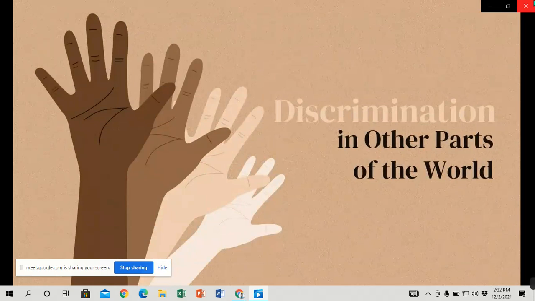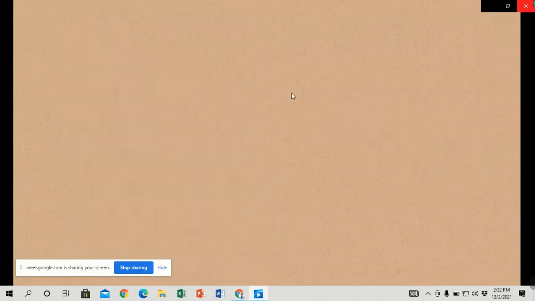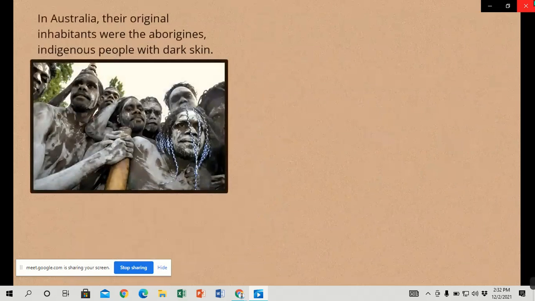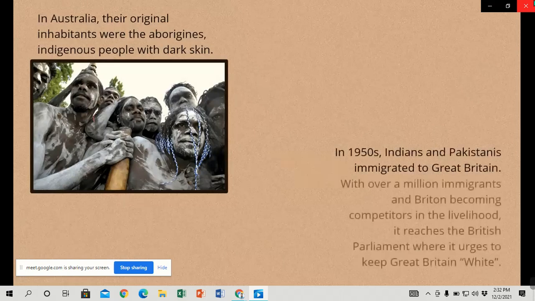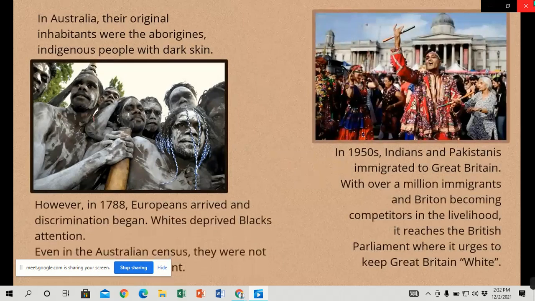So aside from South Africa, there is still presence of discrimination in other parts of the world. So what are these? In Australia, there are indigenous people or inhabitants living in the country or continent. Their original inhabitants were the Aborigines, indigenous people with dark skin. However, in 1788, Europeans arrived and discrimination began, and whites deprived blacks of attention.